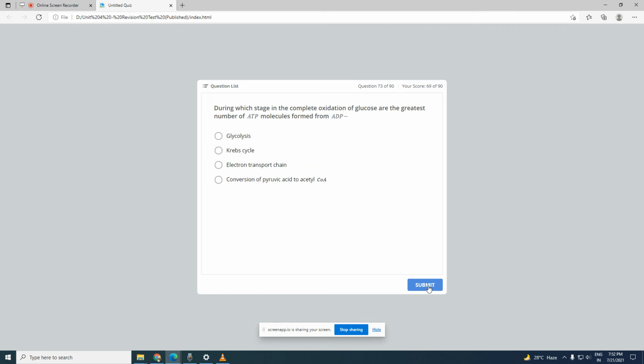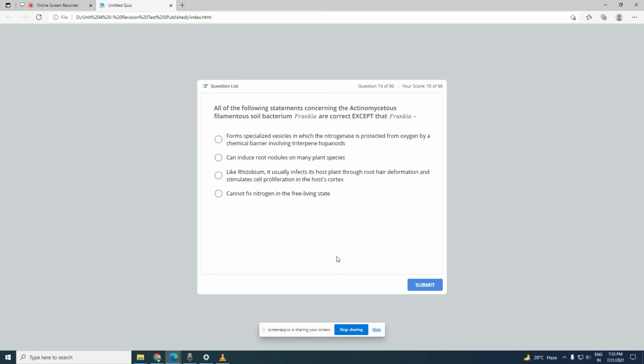So the next question, 73rd question. During which stage in the complete oxidation of glucose are the greatest number of ATP molecules formed from the ADP? Glycolysis, Krebs cycle, electron transport chain, conversion of the pyruvic acid to the acetyl CoA. Electron transport chain is the right answer.